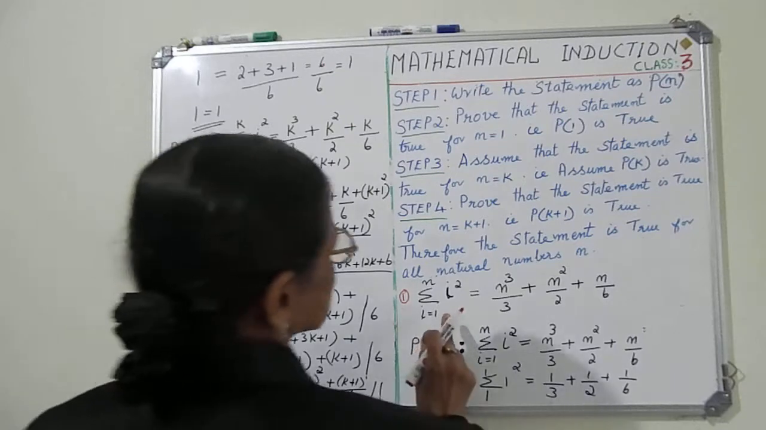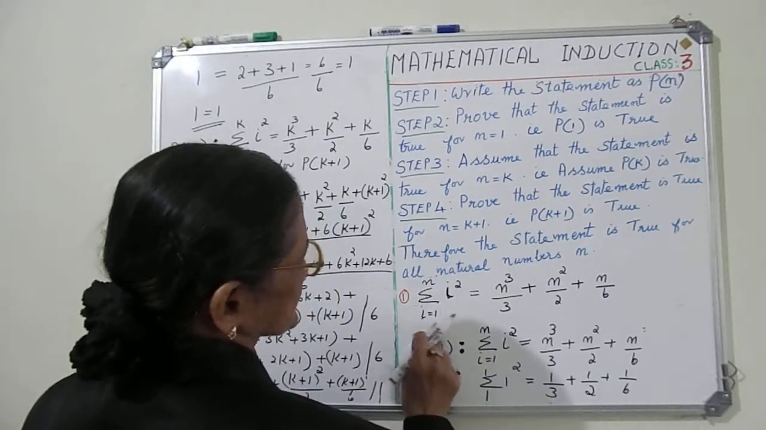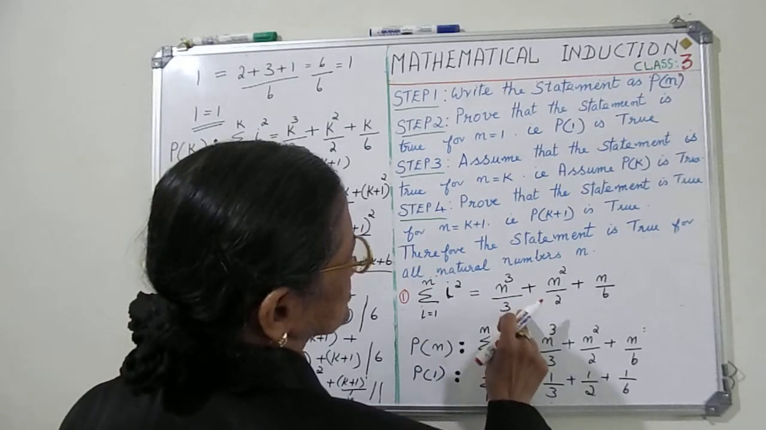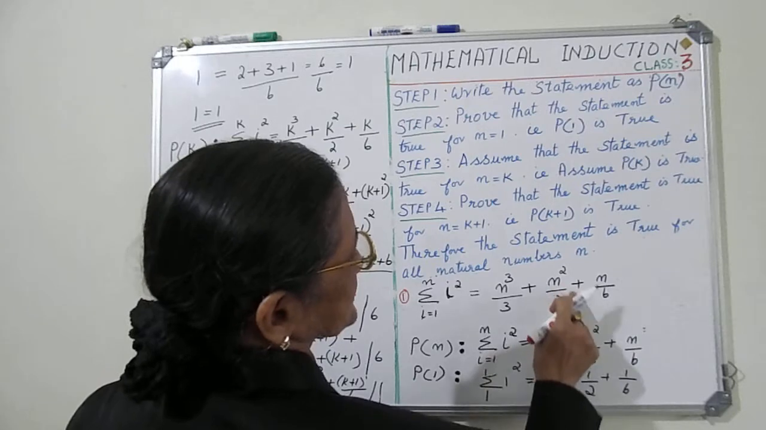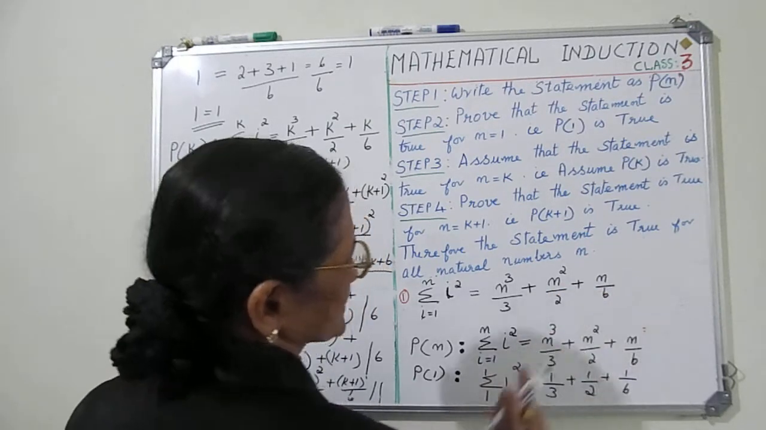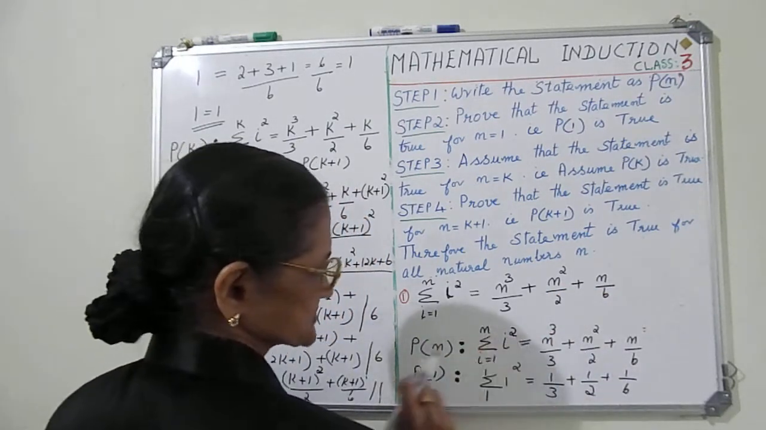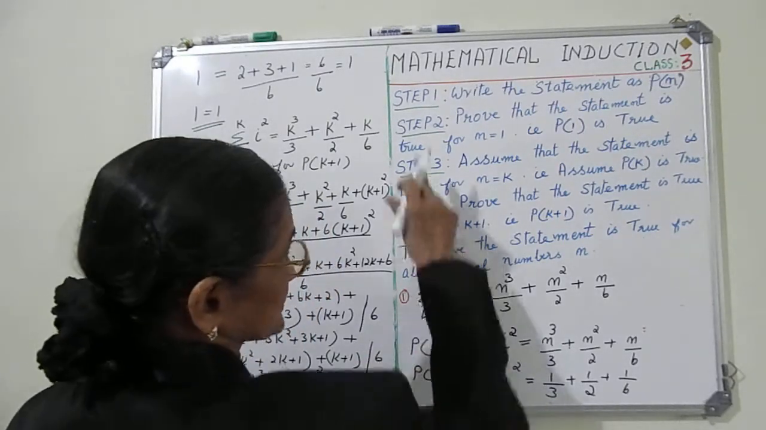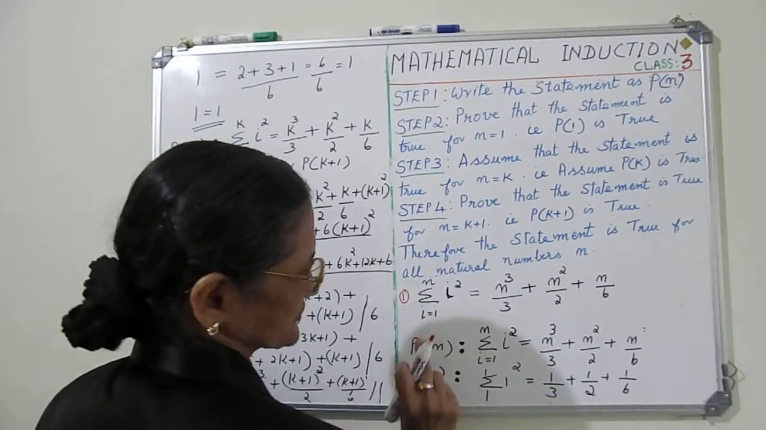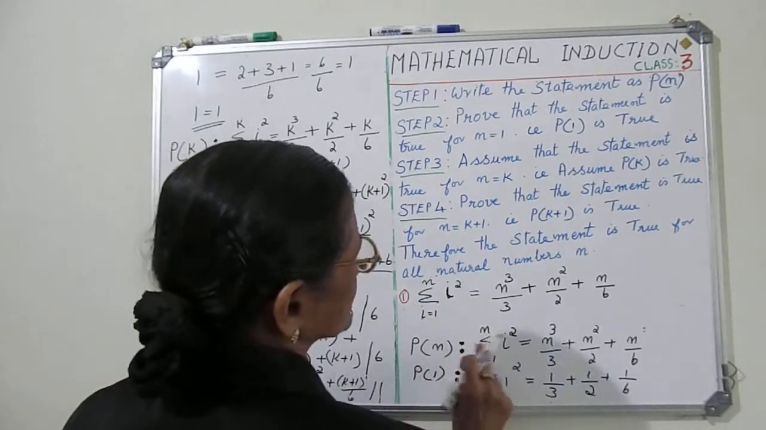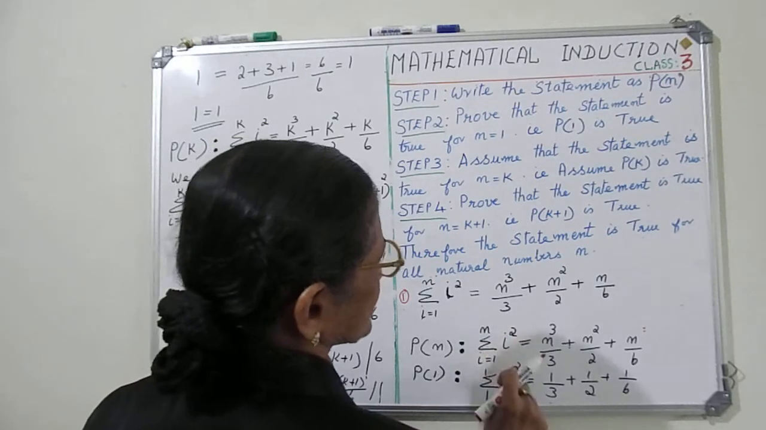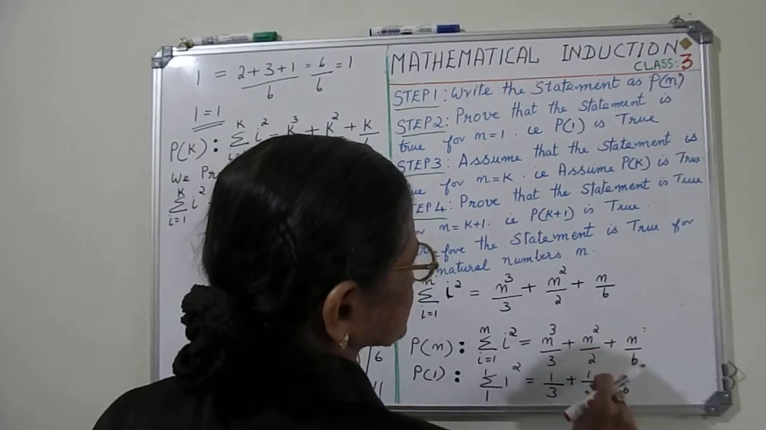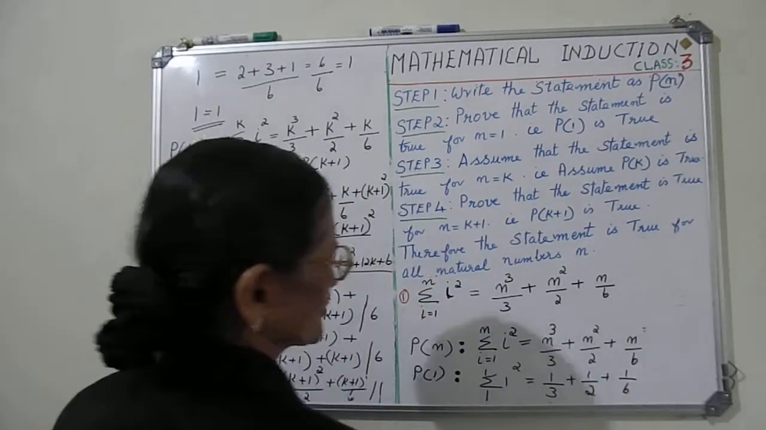Okay, let us see the mathematical statement. Here, sigma i varying from 1 up to n of i square is equal to n cube upon 3 plus n square upon 2 plus n upon 6. We are asked to prove this mathematical statement. How will you prove? What is the first step? We write the given statement as P of n. What is P of n? P of n is sigma i varying from 1 up to n of i square is equal to n cube upon 3 plus n square upon 2 plus n upon 6.